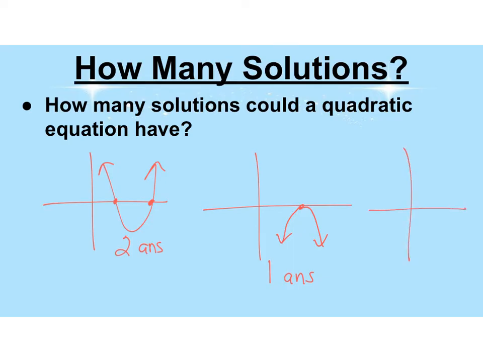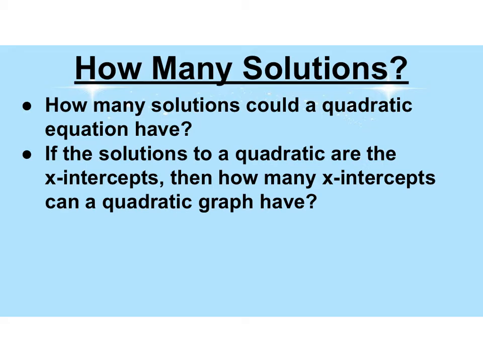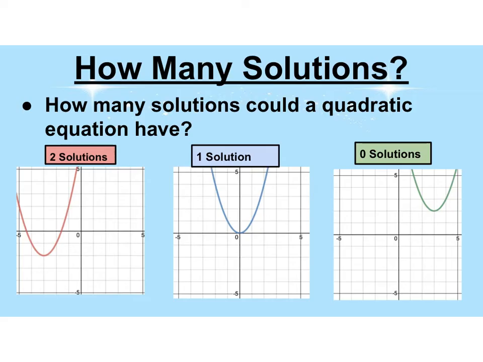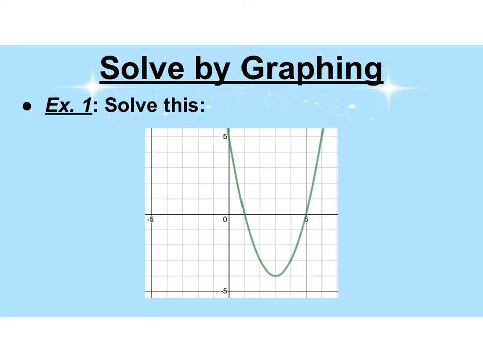But I could have one that opens up and is above the x-axis, and we would say that has 0 real answers. So if the solutions to the quadratic are the x-intercepts, how many x-intercepts could we have? We could have 2, we could have 1, or we could have 0. So just keep that in mind as we start to solve quadratic equations. You may get 0, 1, or 2 answers.